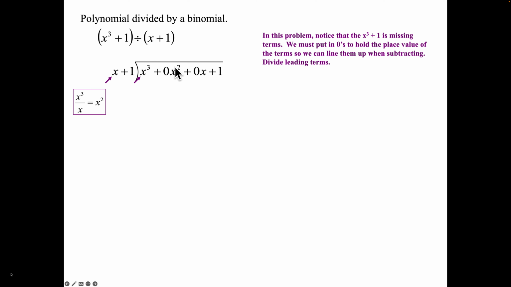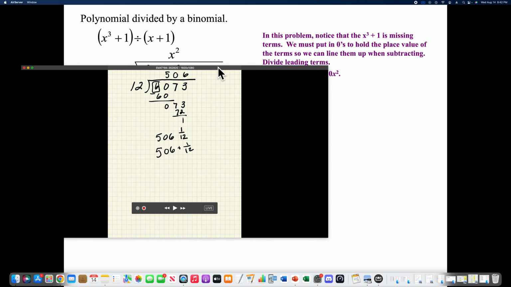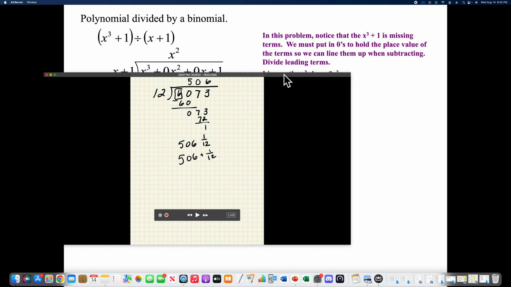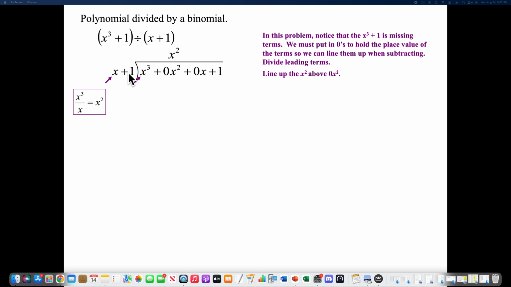See, if I didn't put my x squared here, I'd be trying to figure out, where do I put my x squared? I can't put it over x cubed, and I can't put it over a 1. There's no like term. We need that x squared there to hold that place value. Just like when we did the division with the numbers, we put a 0 above that 7 to hold that tens place. So the same thing happens with polynomial division. The terms must be there in descending order.